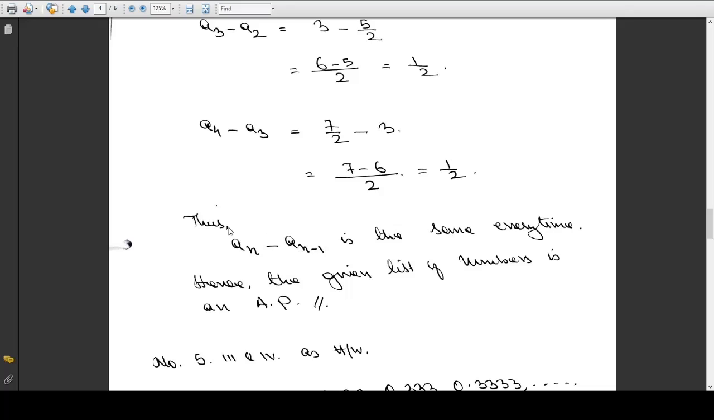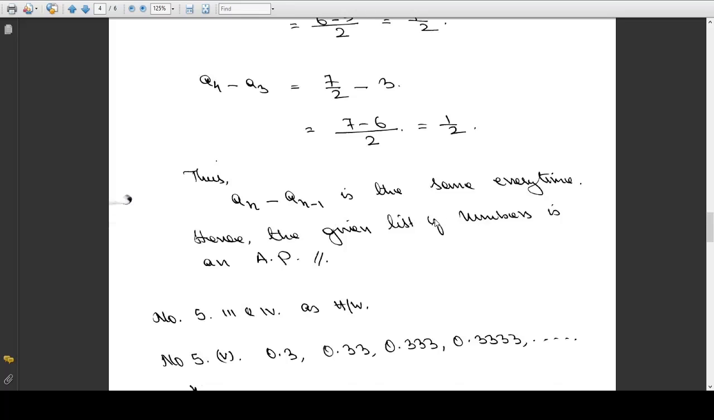What difference does it make if I write like this? Suppose I put 2 here, a2 minus a(2-1), meaning a2 minus a1, the second term minus the first term, is the same thing. The third minus the second, the fourth minus the third term, you'll get the same, which is the common difference. And here we are getting the same value. That means the given list of numbers forms an AP.